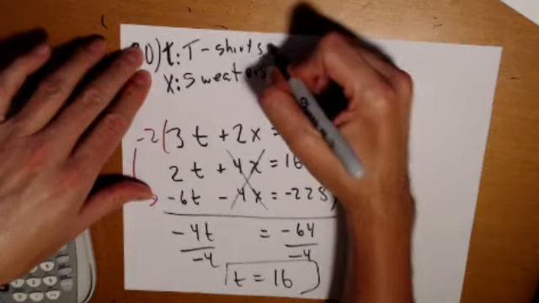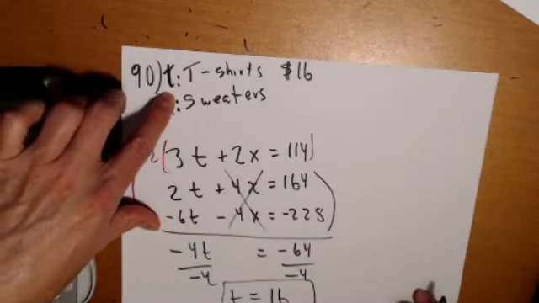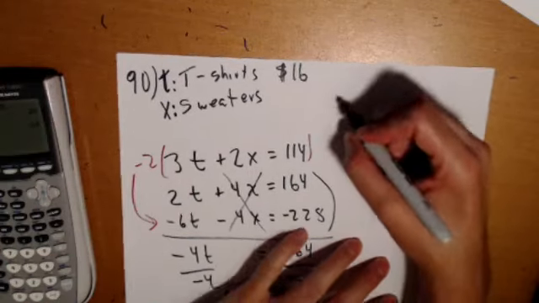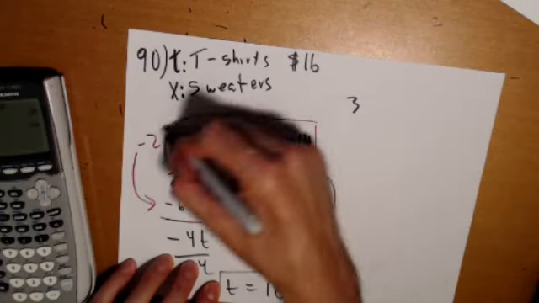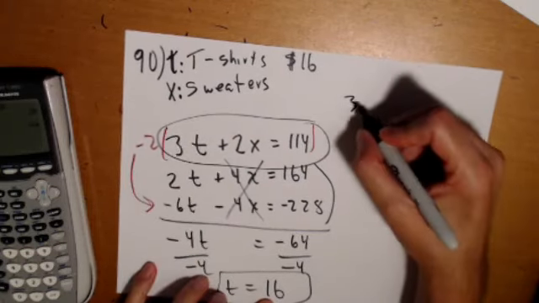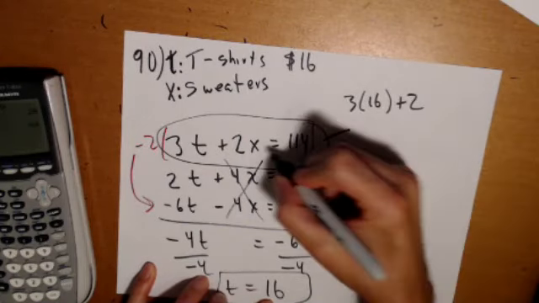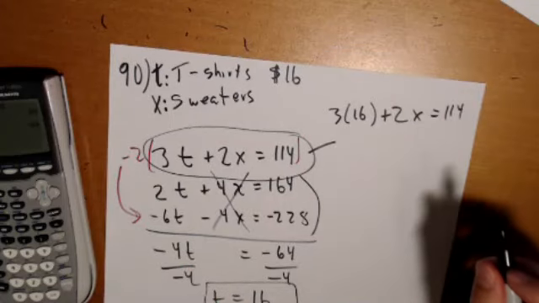So a T-shirt costs $16. And so a sweatshirt, well, do you want to use this line or this line? Either one will work. We know that 3 T-shirts, so I'm going to use this line. A T-shirt is 16 bucks, plus 2 sweaters, X, equals $114.